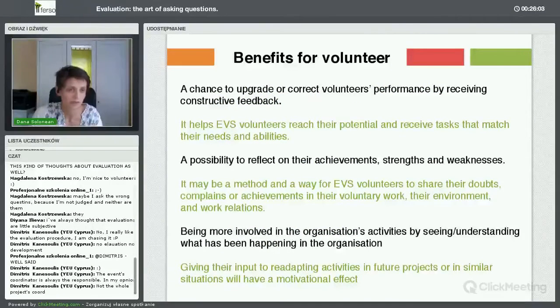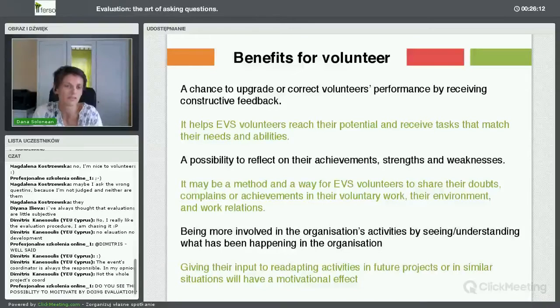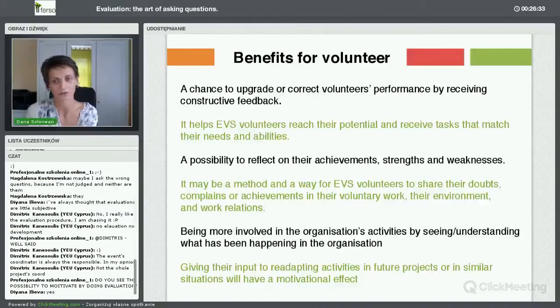So now we will move on to the benefits for the volunteer. The first and most important one is that EVS is a learning opportunity, a learning experience about personal development. And we all know as coordinators that this is an important part of having an EVS project. So the best way of showing respect and appreciation and valuing this part of personal development is by giving the volunteer the possibility to improve. And how do they improve?